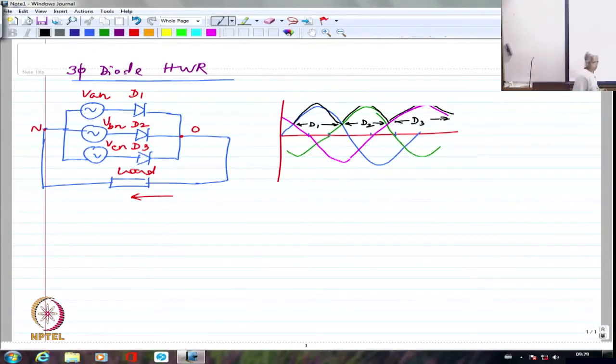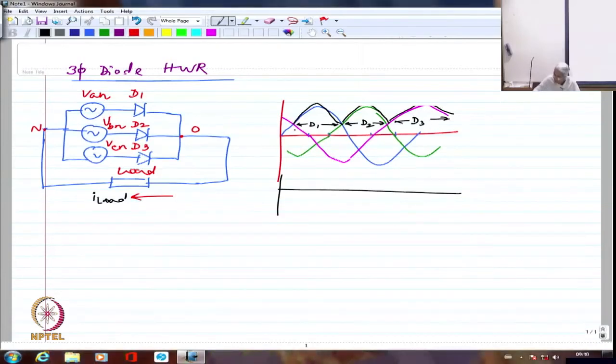and if I assume that it is resistive load, I will essentially have the load current, or if I call this I load, I load is going to look somewhat like this. So I have to just take this point here and this point here. So I will have essentially the load current showing up like this. This is how the current will be for R load. This is going to be for R load.